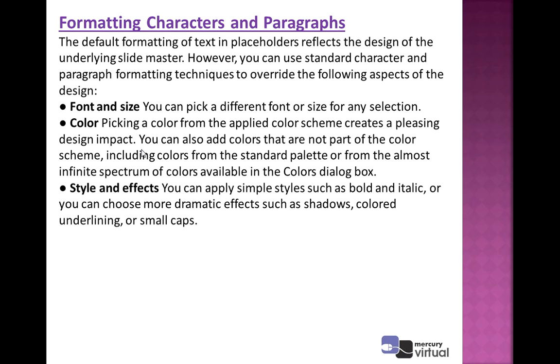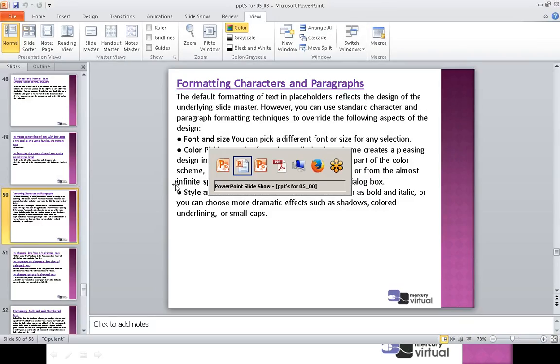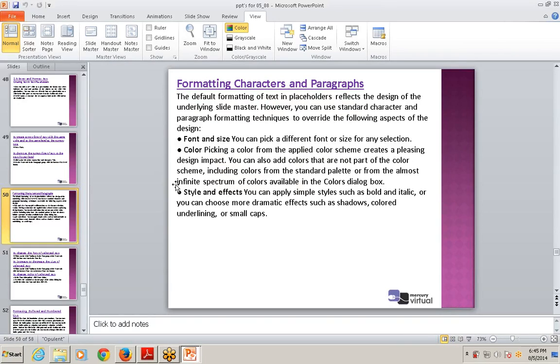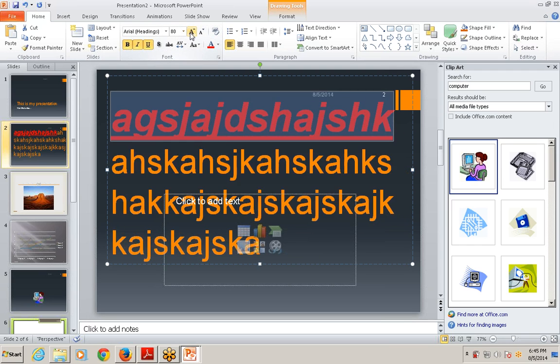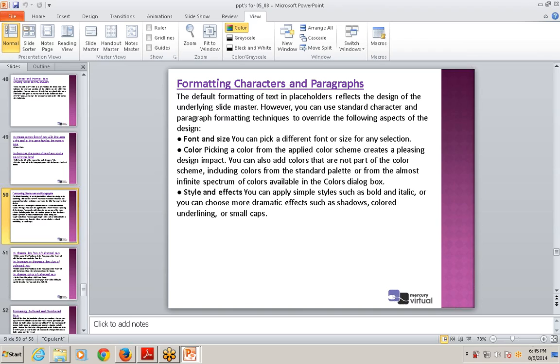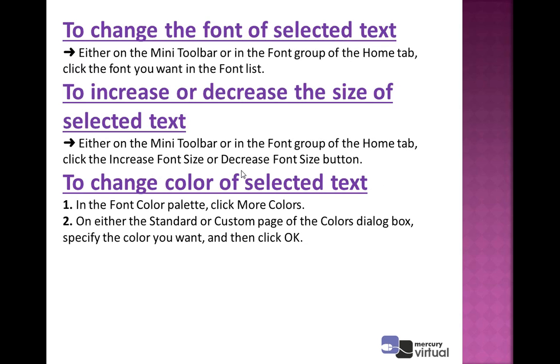Next topic is how to format the characters and the paragraph. Simply select the paragraph, use the font and the size that you want, use the color, use the styles and effects. For example, if I am using this one, select the text, either you can use red, you can use bold, italic, underline, you can change the font. This is how we can change the characters as well as the paragraphs.